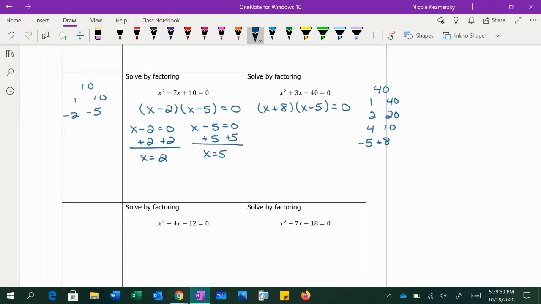And then just like we did in the first line on this page, x plus 8 is equal to 0. X minus 5 is equal to 0. And so I'm going to do -8 to get x equals -8, and +5 to get x equals 5.